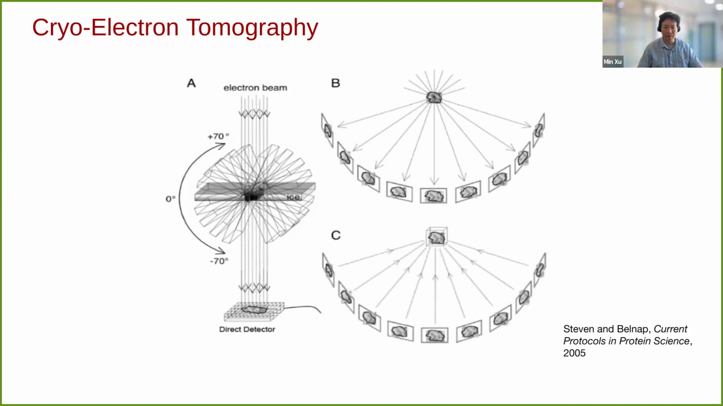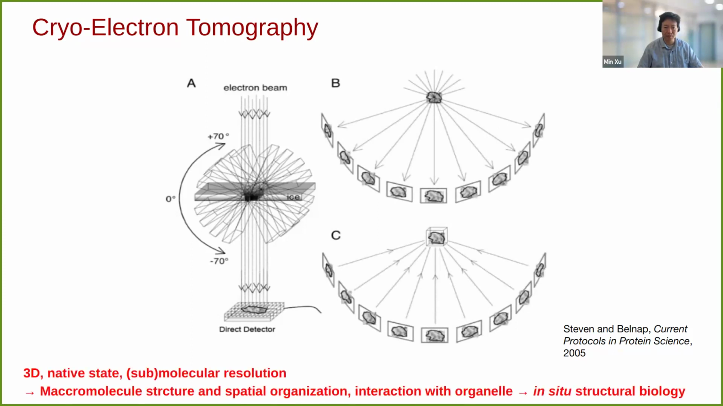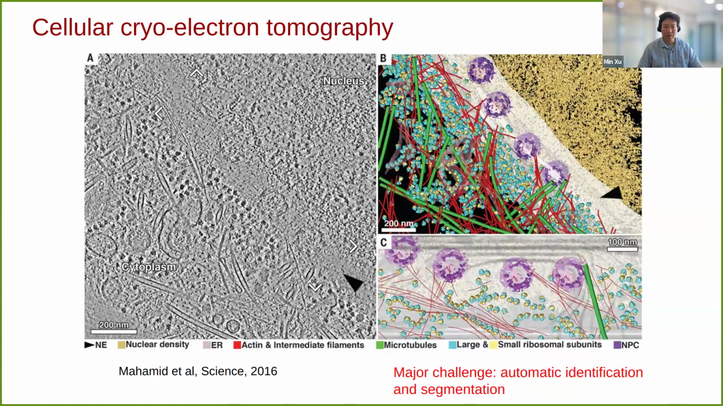Therefore, the constructed 3D image contains both native macromolecular structure and spatial organization and their interaction with other subcellular components. This method has become the best technique to study structural biology in situ. The left figure shows a slice of a 3D tomogram of a subregion of a human cell. The right figures are manual segmentations of subcellular components identified by imaging experts. We can see that such tomograms captured rich structural features of this subregion at a nanometer resolution.